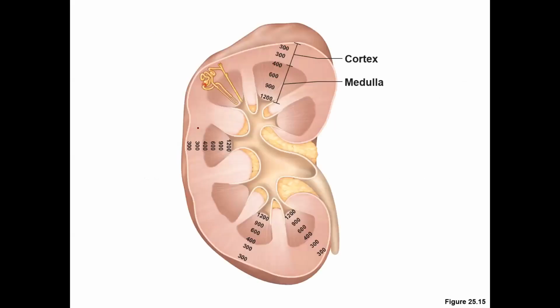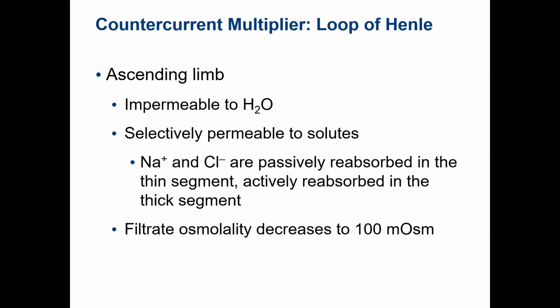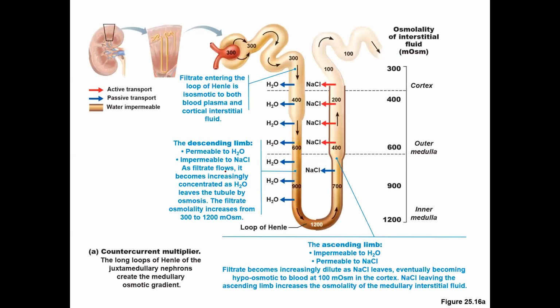So here is this. The descending limb is only permeable to water. The ascending limb is not permeable to water at all. It's only permeable to solutes. So here's a great illustration of that. Water comes out on this side. And as the water comes out, the filtrate becomes more concentrated down here. And it's so concentrated when it comes back up the ascending part, that salt that's concentrated in there comes out here, which makes the water come out on the other side.